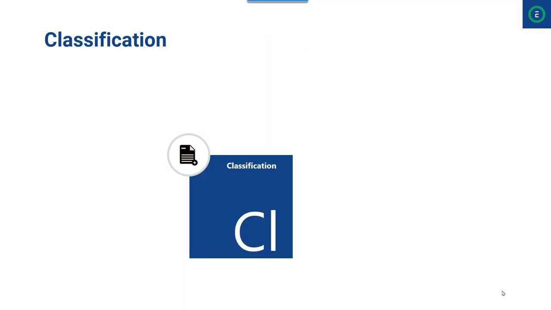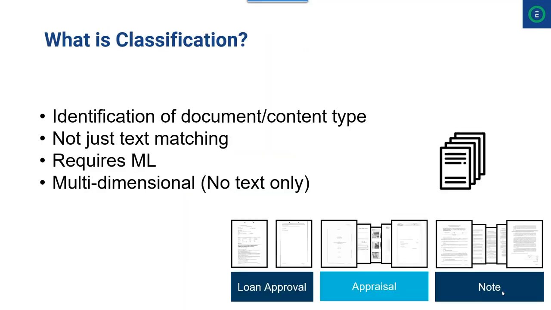Classification, or understanding data in context. This is where we really go above and beyond OCR. Classification answers the most basic content value question. What is this? Content type is a critical step to advancing up the chain, and this is where our machine learning or trained models come into play.